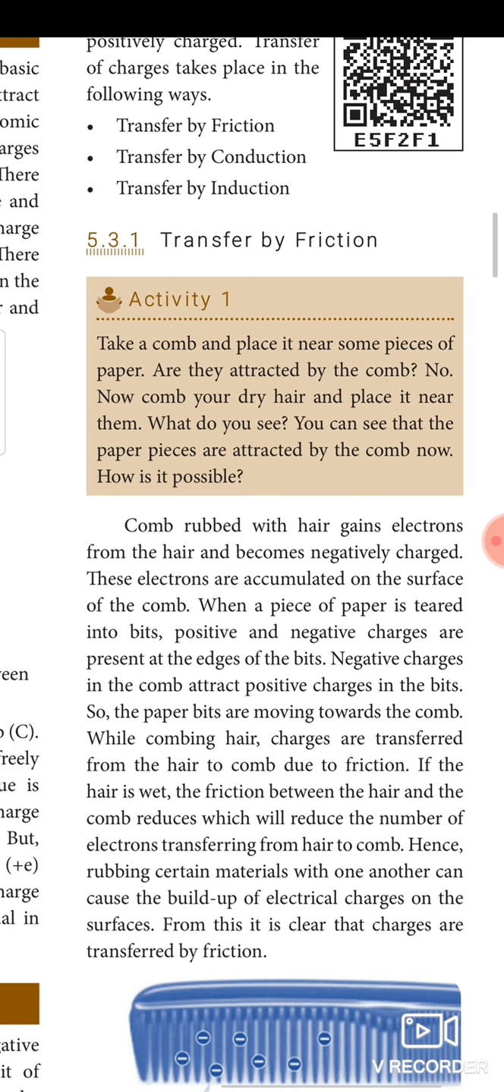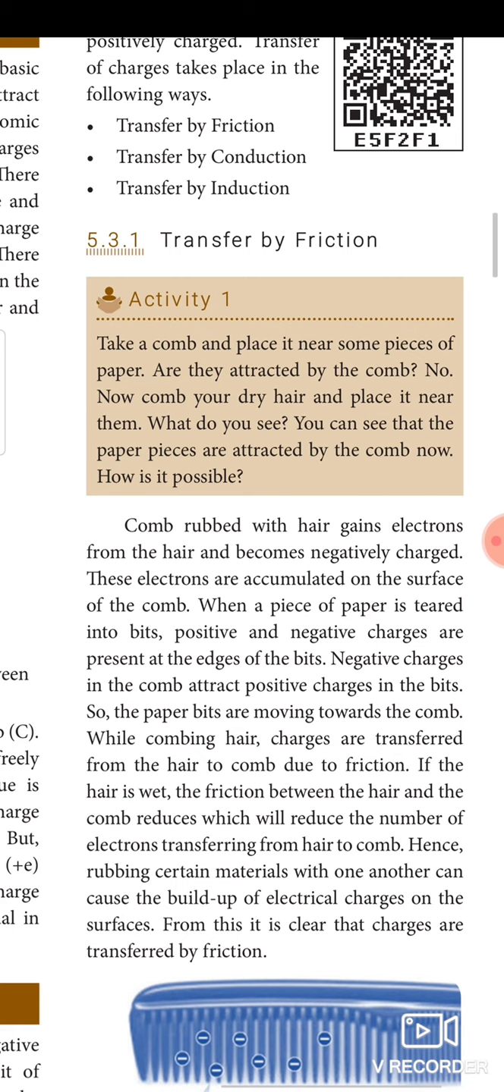You cannot see any attractive force between the comb and the pieces of paper. Next, what you have to do, you comb dry hair again and again, very fast, and place that comb near the pieces of paper. What you will see, you can see the paper pieces are attracted by the comb now.